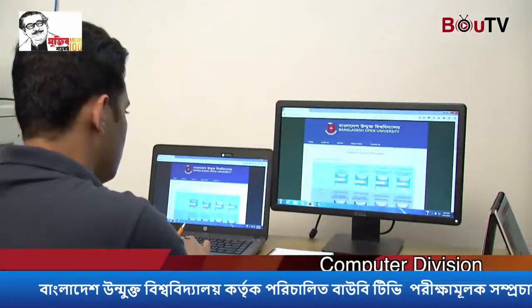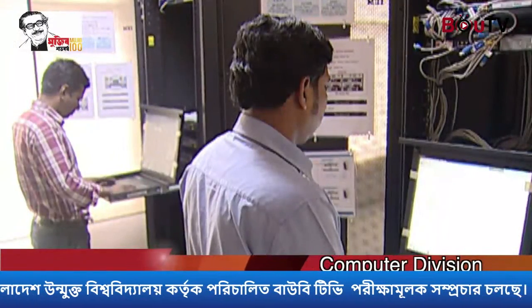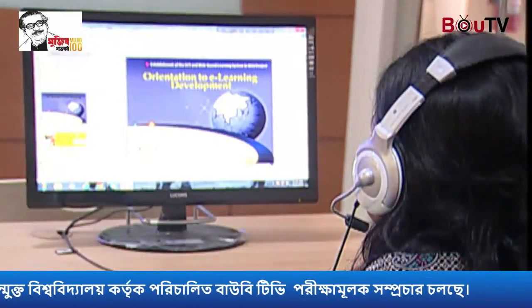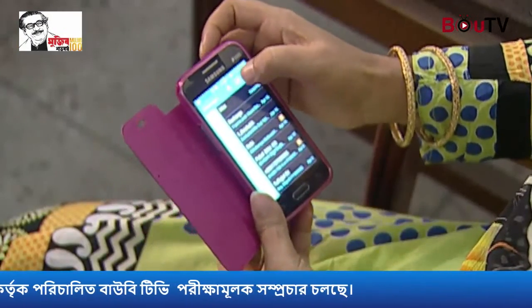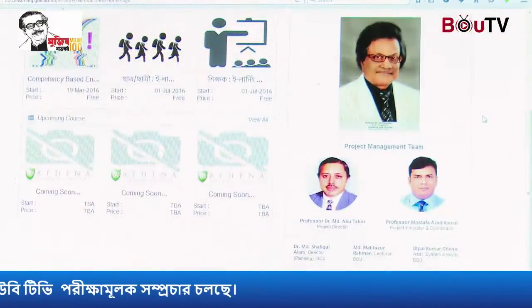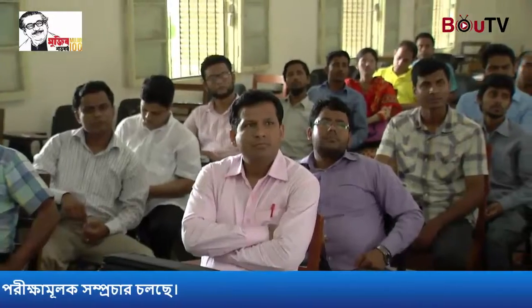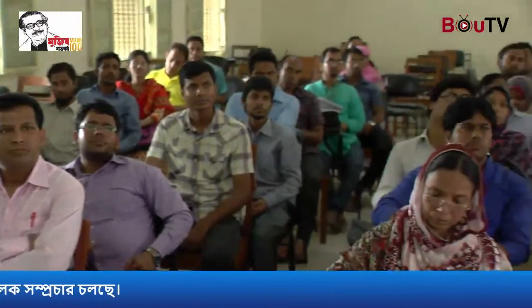The Computer Division provides all sorts of IT and technical support. They uphold the textbooks and other study materials through mobile apps and have created a state-of-the-art website. As a result, a revolutionary change has taken shape in the sphere of education in Bangladesh.